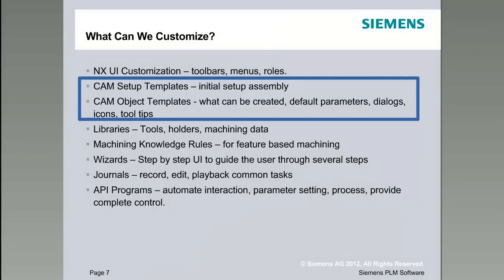Are there operations already there or not? How many geometry groups? How many MCSs do you have? All these kinds of things for your starting point are part of the setup template. Now, the object template is everything you add after you start. So you're going to be creating tools or operations or whatever. All this is part of the object template.